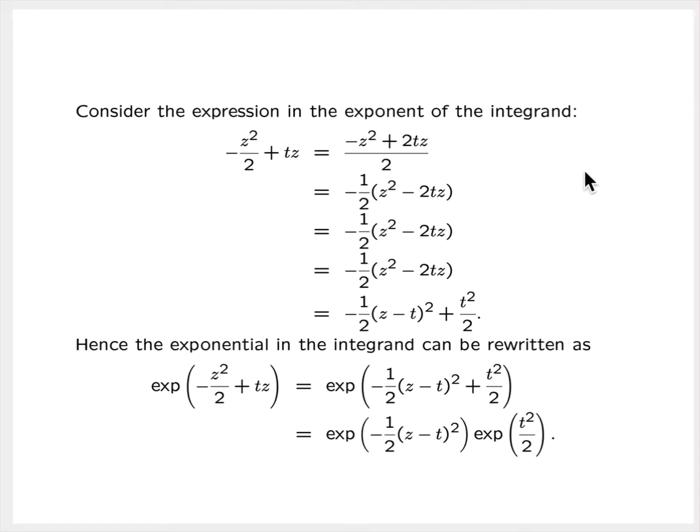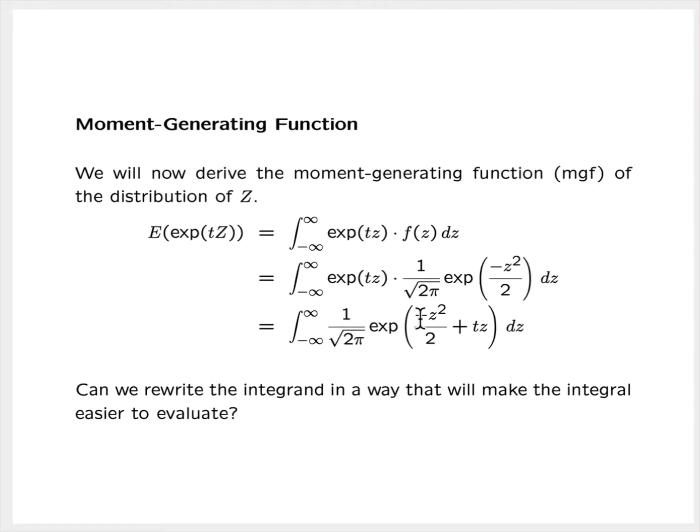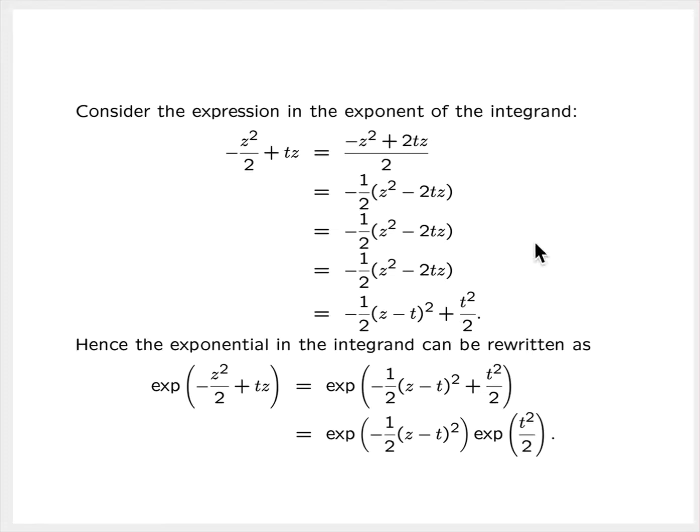So let's consider the expression in the exponent of the integrand. Let's consider this function right here and see if we can rewrite this in some way. Basically what we're going to do is complete the square. When we do, we see that this expression here, which is the exponent of the integrand, can be written this way. And so we can rewrite the exponential function evaluated at this expression as the product of the exponential function evaluated at this expression here times the exponential function evaluated at t squared over 2.